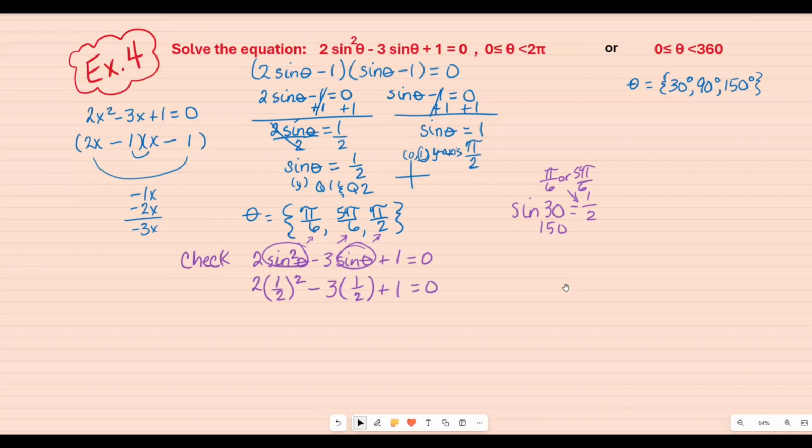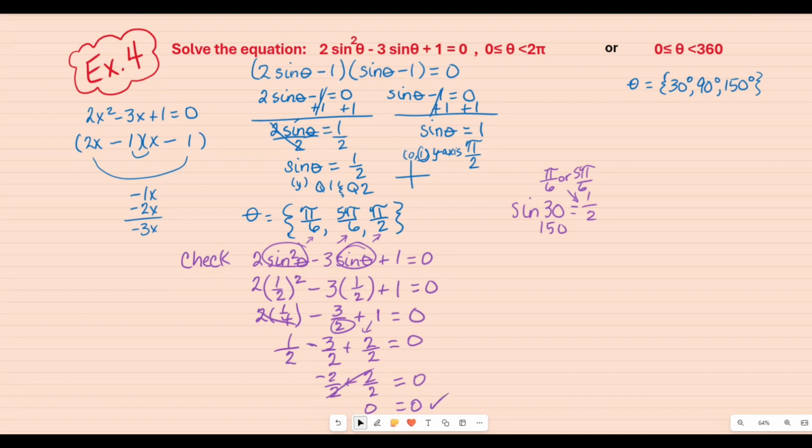And now I have 2 times 1 over 4 minus 3/2 plus 1. Once I simplify this, this is 1/2 minus 3/2, and then this 1 takes the denominator, and I'm just going to add it over itself. So 2 over 2, that's still equivalent to 1, is equal to 0. And now simplifying, I have 1 minus 3, which is negative 2 over 2, plus 2 over 2. And as you can see, that's going to cancel out, which leaves me with 0 is in fact equal to 0. So I know that that solution worked.